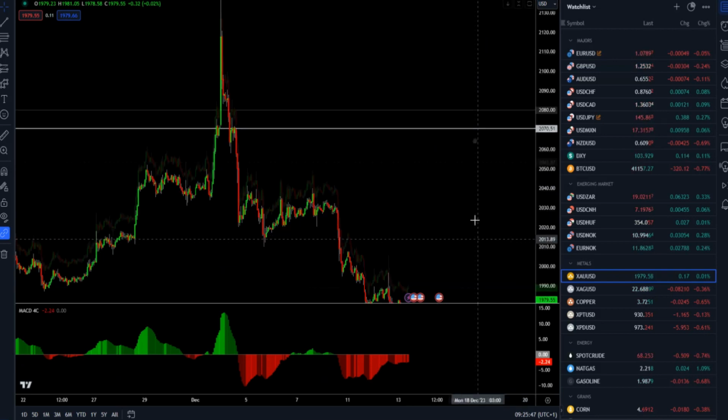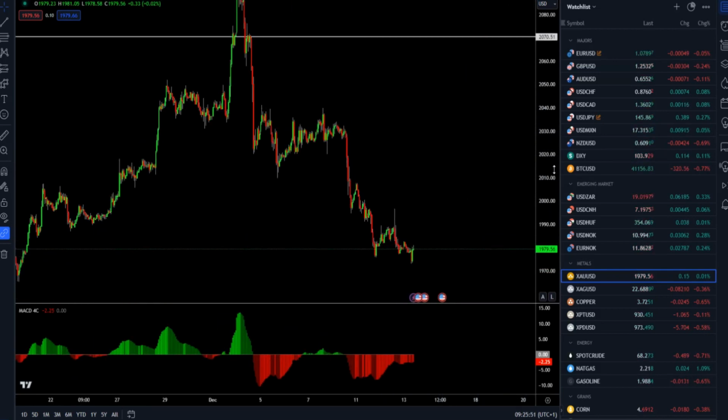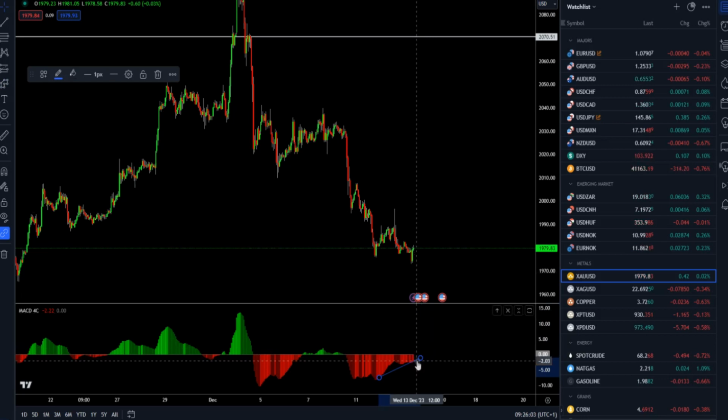Now, speaking of the gold market, nothing really changed. I don't see any major sign of strength at this point. There are some momentum divergences in this newly formed low, and we can see here there is this divergence on the hourly time frame.